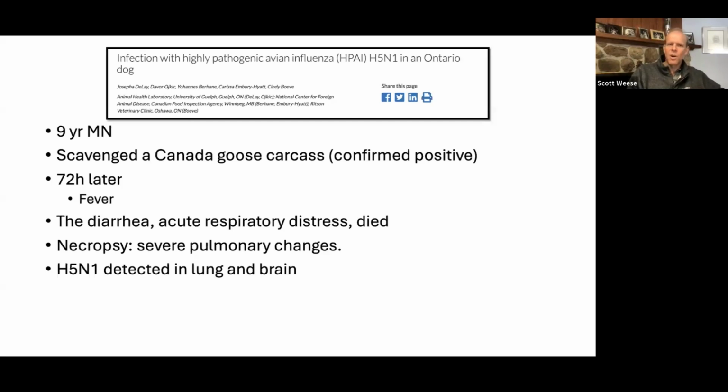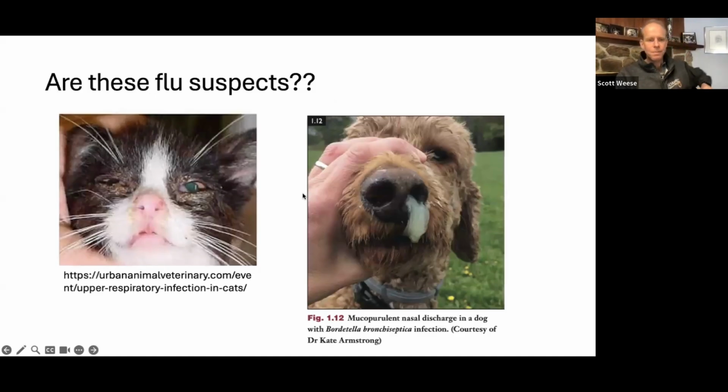So this was a more classic severe respiratory disease, but the virus was detected in the brain as well. So I think this is not your typical kennel cough. This is a dog that went downhill really quickly and had really severe disease, but you don't necessarily know at the start. It starts off with a fever, develops some respiratory signs. So depending when you see them, they may not necessarily be screaming, I've got neurologic disease and I've got influenza.